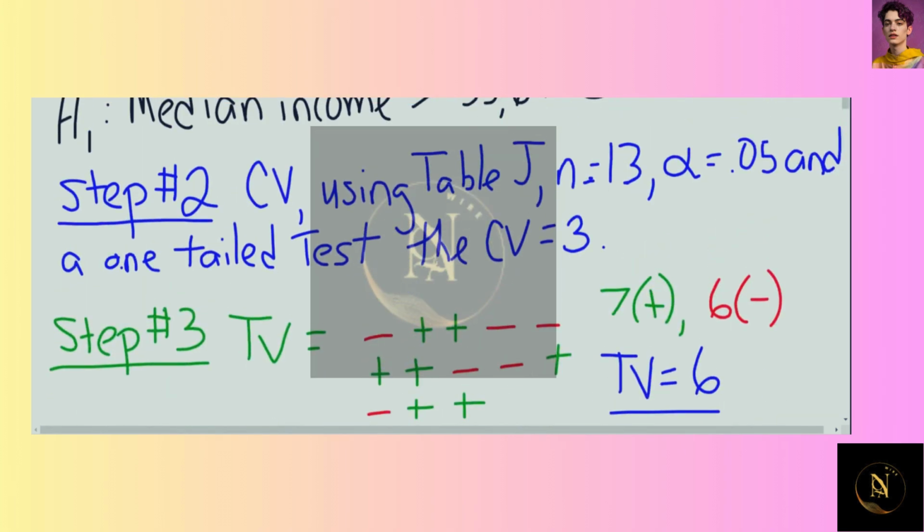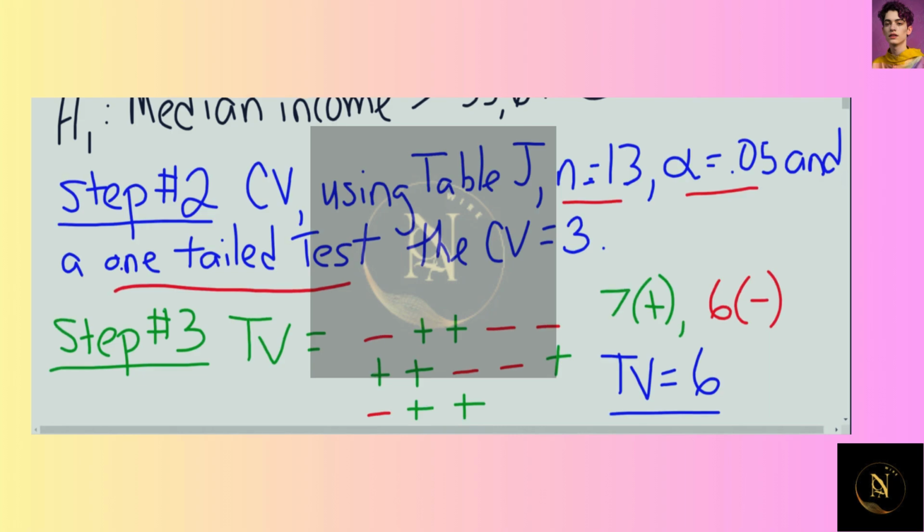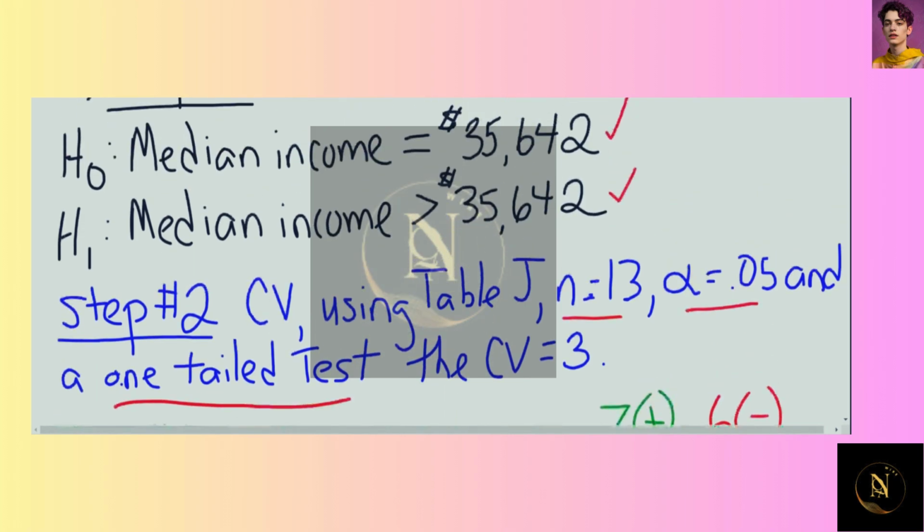Step 2, we have to come up with our critical value. So our critical value using table J, when n is equal to 13, alpha level being 0.05, and it's a one-tailed test. It's a one-tailed test this time because if you take a look at our H1, our alternate hypothesis, we used the greater than symbol. So we're looking at only one side. We're not looking at not equal to, which would be two sides. So it's a one-tailed test.